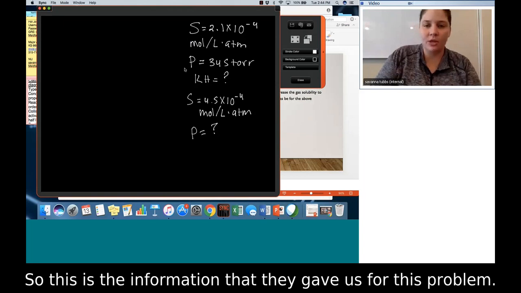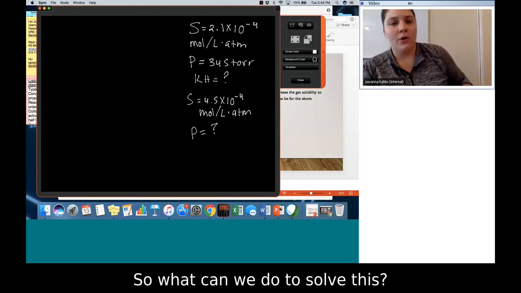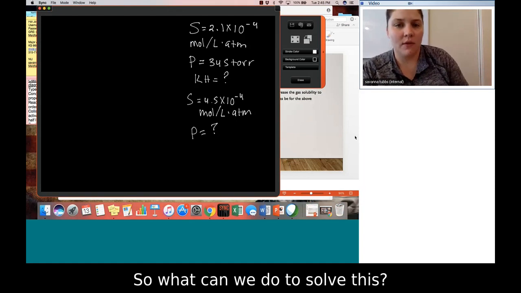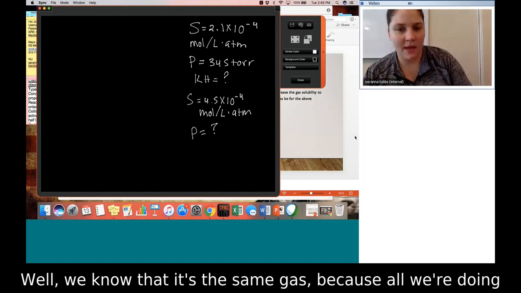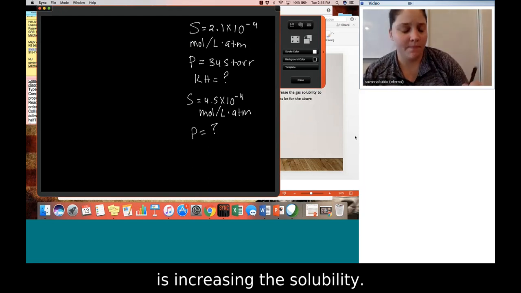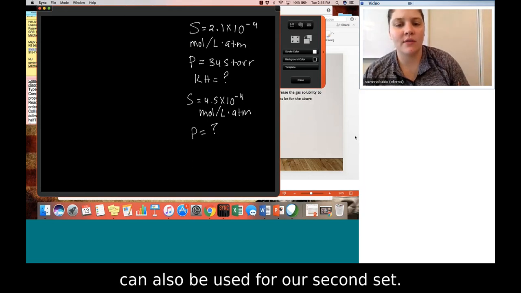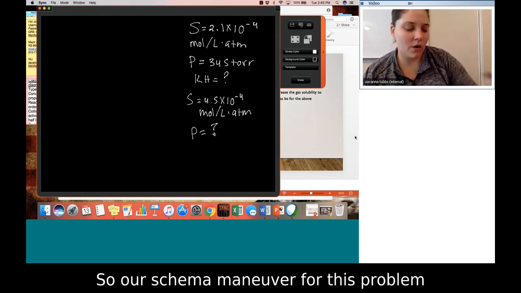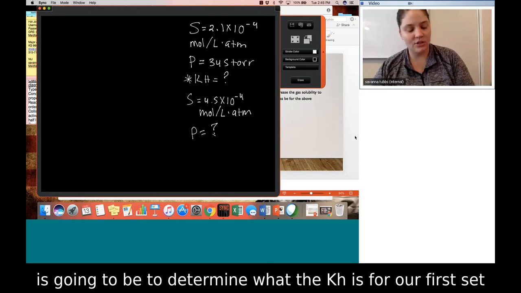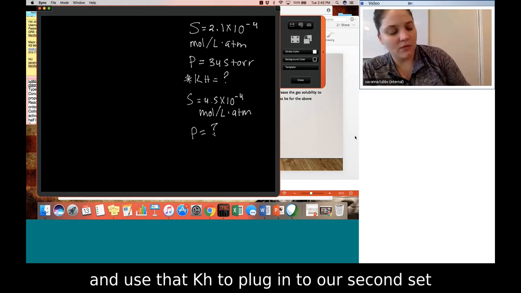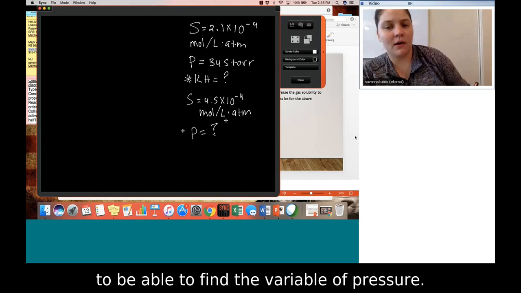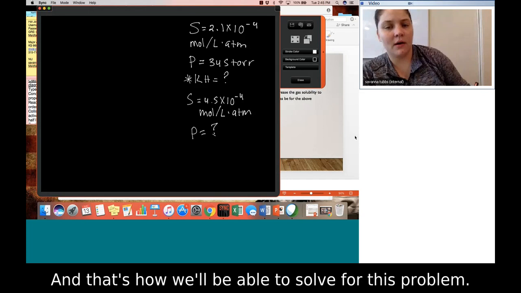So this is the information that they gave us for this problem. So what can we do to solve this? Well, we know that it's the same gas because all we're doing is increasing the solubility. So whatever our KH is for our first one can also be used for our second set. So our schema maneuver for this problem is going to be to determine what the KH is for our first set and use that KH to plug into our second set to be able to define the variable of pressure. And that's how we'll be able to solve for this problem.